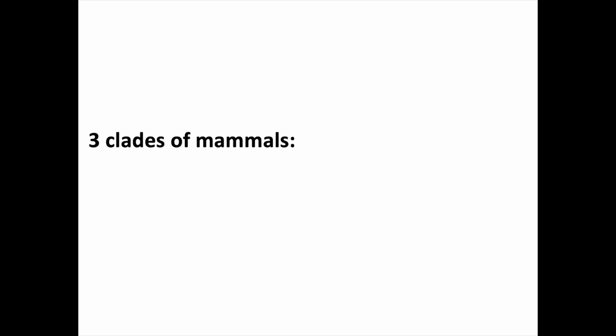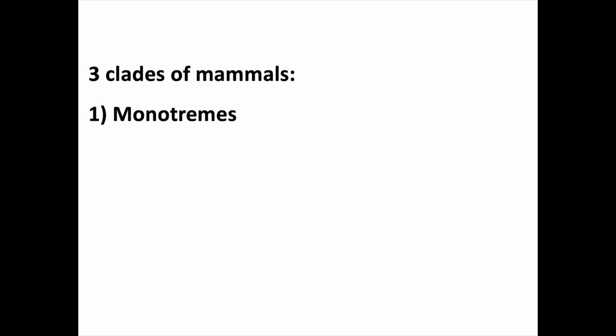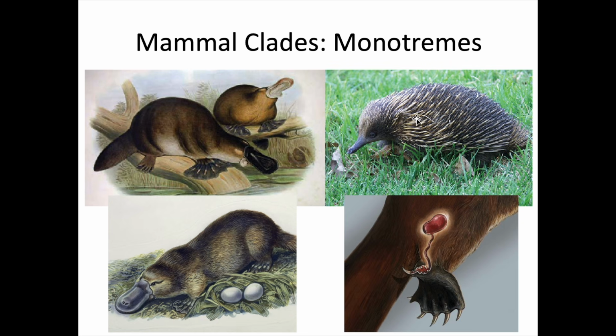Now, within class Mammalia, there are going to be some orders to talk about, but before we get to orders, there are also 3 clades within Mammalia: monotremes, marsupials, and placental mammals. Let's start, in no particular order, with monotremes. This is the smallest of the mammalian clades. Monotremes include 4 species of echidna and the duck-billed platypus.